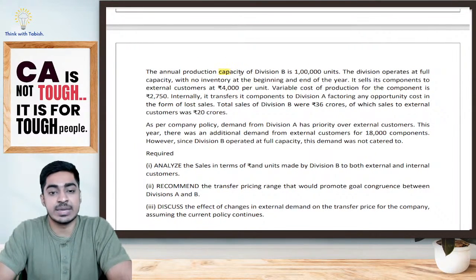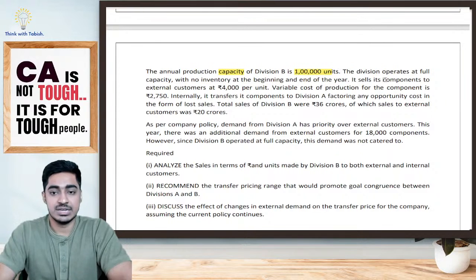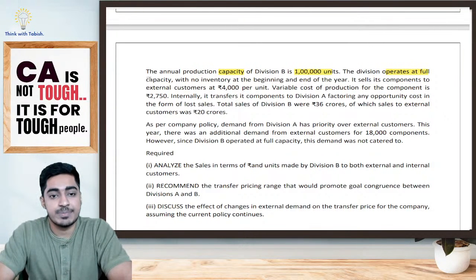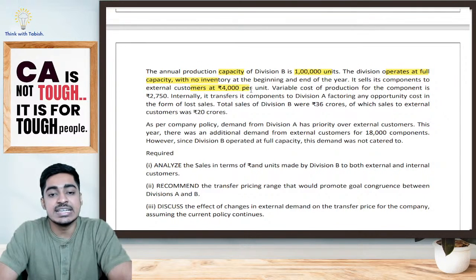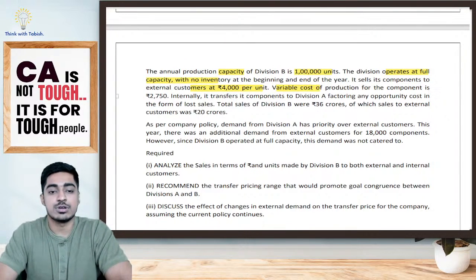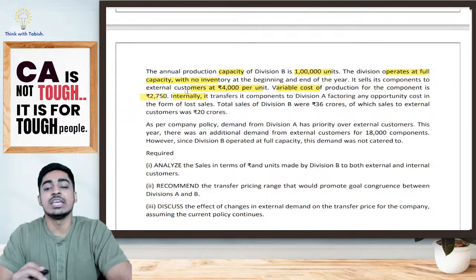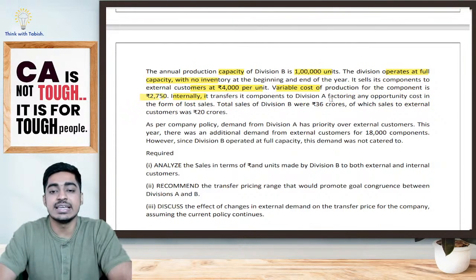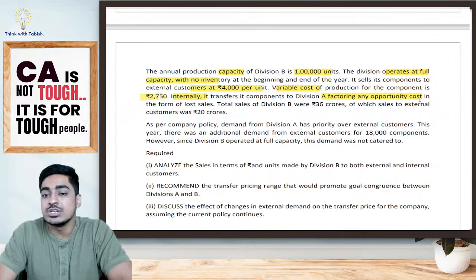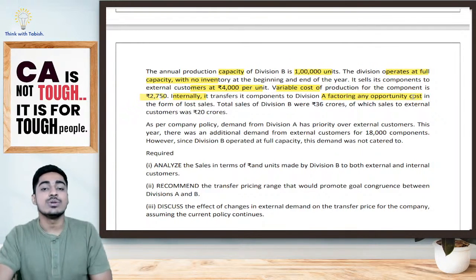What is the production capacity? 1 lakh. Division B at present is operating at full capacity with no inventory. It is selling its components to external customers at 4,000 rupees. Variable cost is 2,750. Internally, what is it transferring at? Factoring any opportunity cost in the form of lost sales. Otherwise, we'll sell it at variable cost. But if we have any opportunity cost, that will also be included in the price.